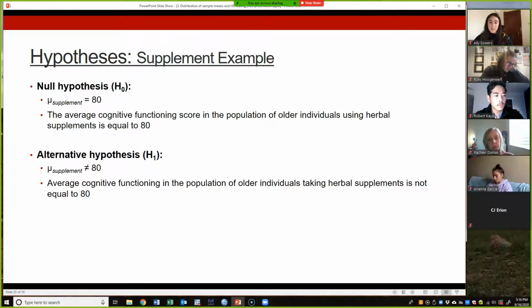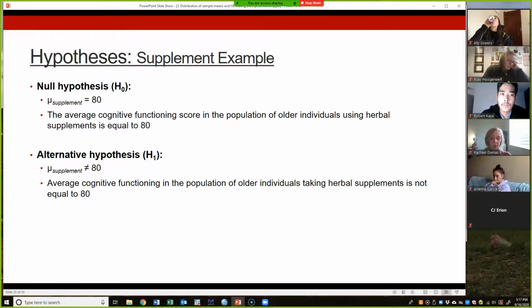we're going to say that our null hypothesis is that the average memory score in the population of older individuals taking supplements is an average score of 80. Okay, Robert, where did I get that average score of 80? The average cognitive function score. Yep. Older individuals. So essentially, what I'm saying here is that the average memory score in the population of older individuals taking supplements is the same as the average score in older individuals in general, right? I'm essentially saying that supplements have no impact.